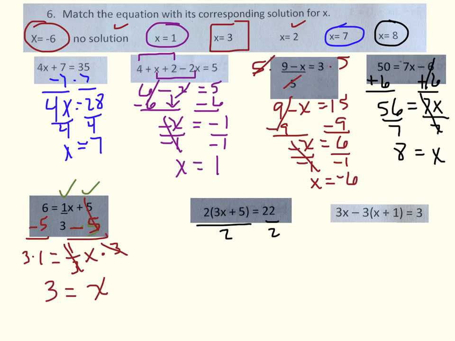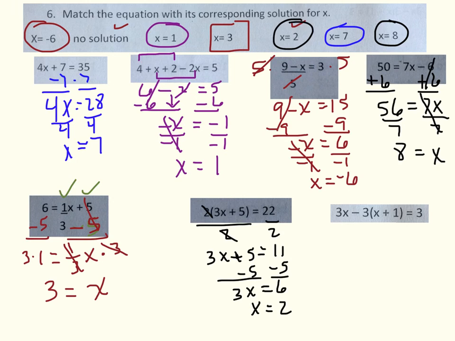So if I divide by 2, those 2's cancel out. I get 3x plus 5, and 22 divided by 2 is 11. I'm going to subtract 5, and I get 3x is equal to 6. Now you can divide by 3, or more or less, you look at the problem and go 3 times something is equal to 6, and we know that something is going to be 2. So there's my answer.